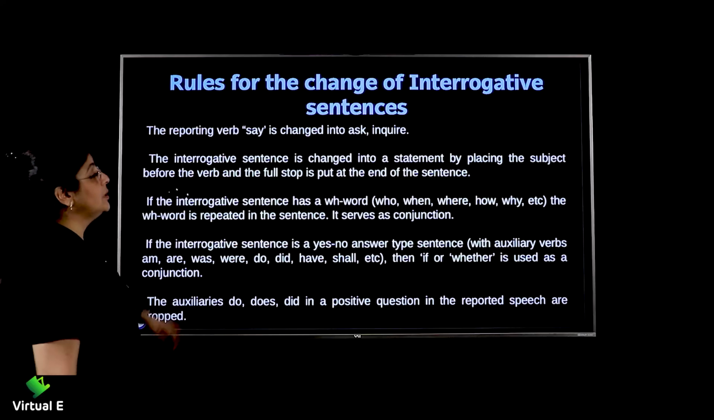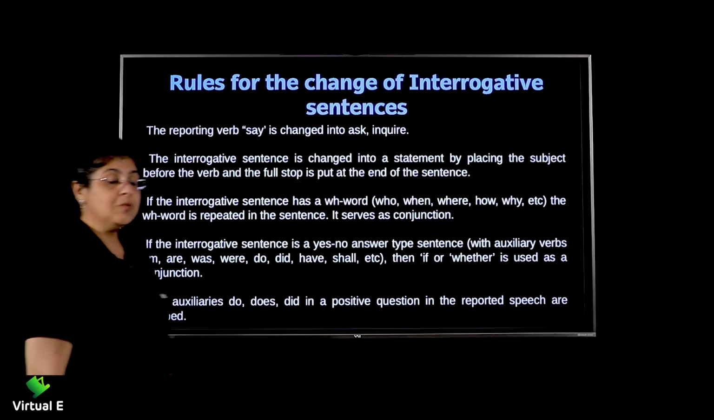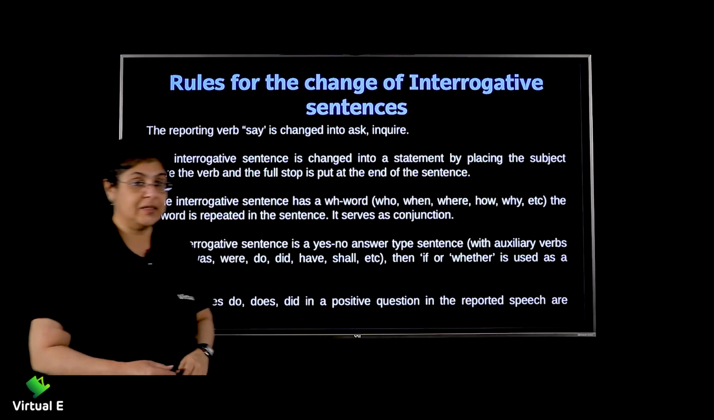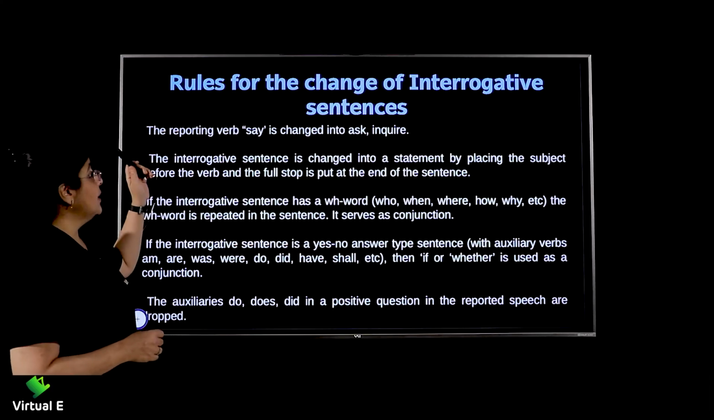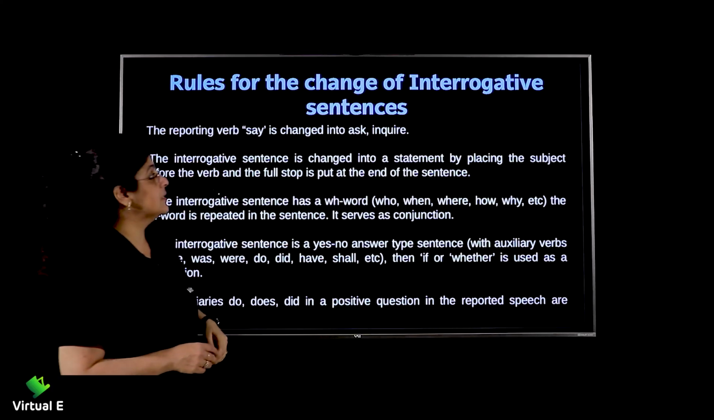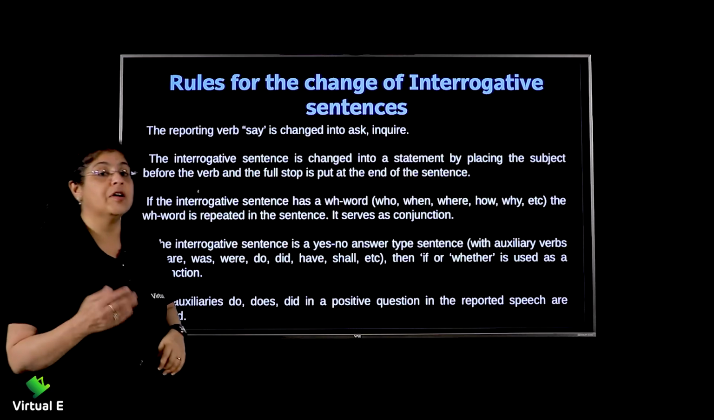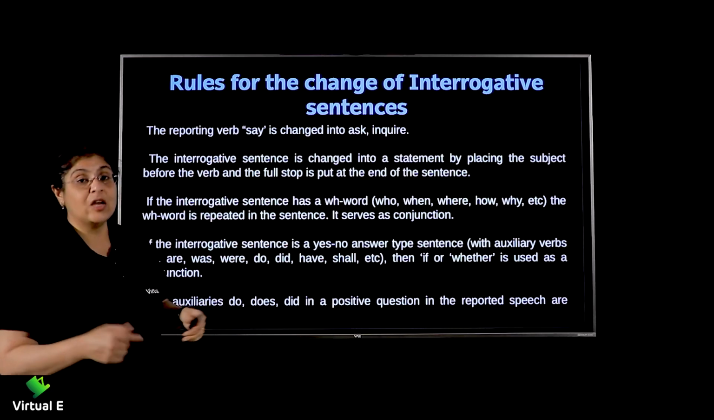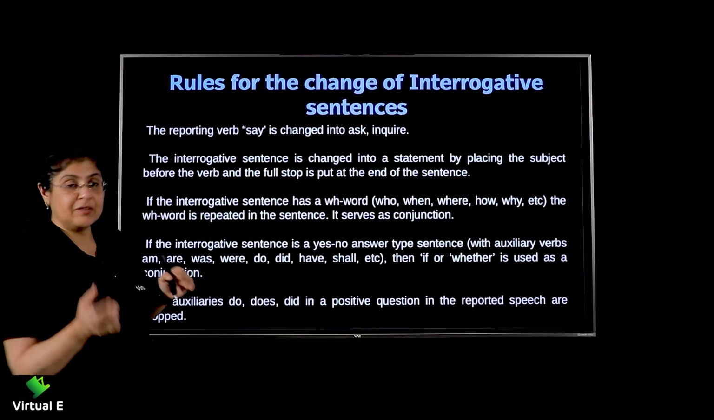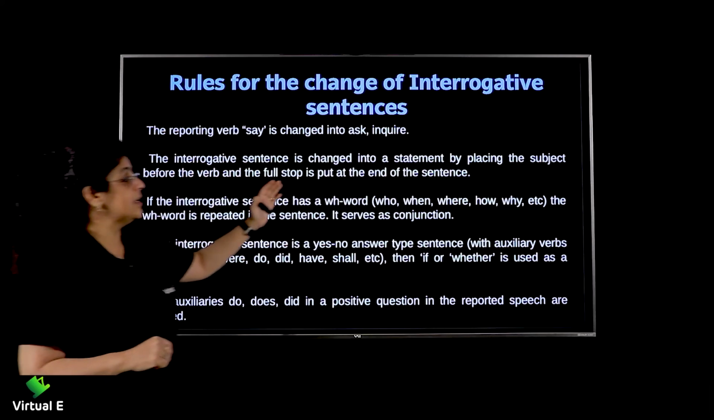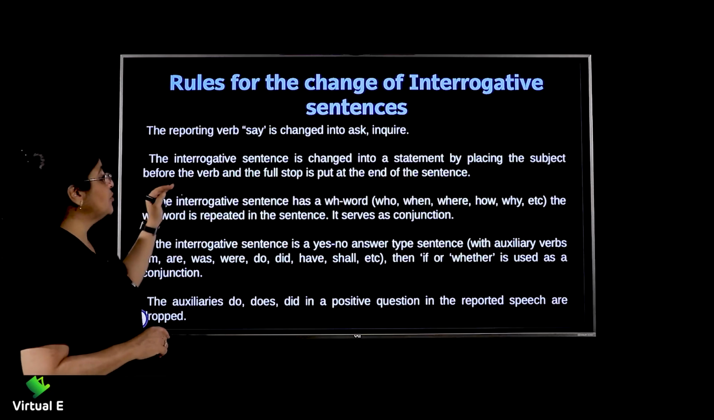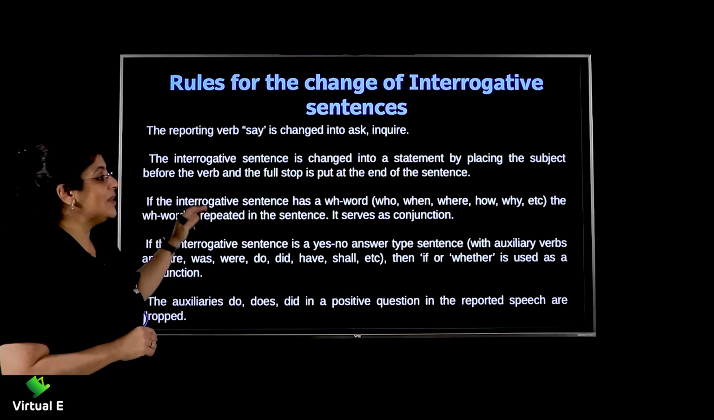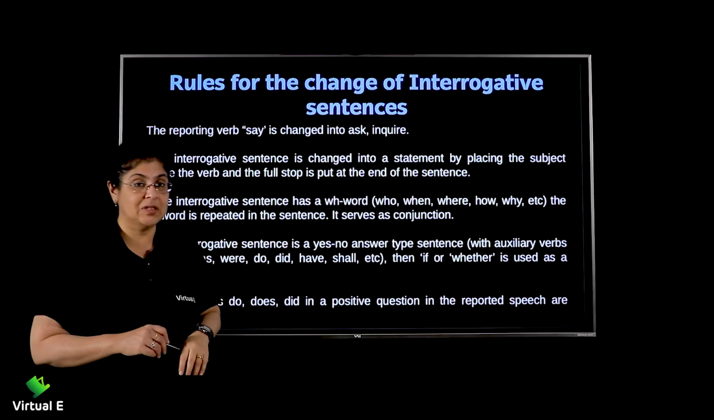So, let's move further. Now, let's move on to the different types of sentences. Now, here we will talk of the interrogative sentences. Now, the reporting verb say is changed into ask or inquire, depending on whether it is say or said. So, that's the reporting verb. The interrogative sentence is changed into a statement by placing the subject before the verb, and the full stop is put at the end of the sentence.